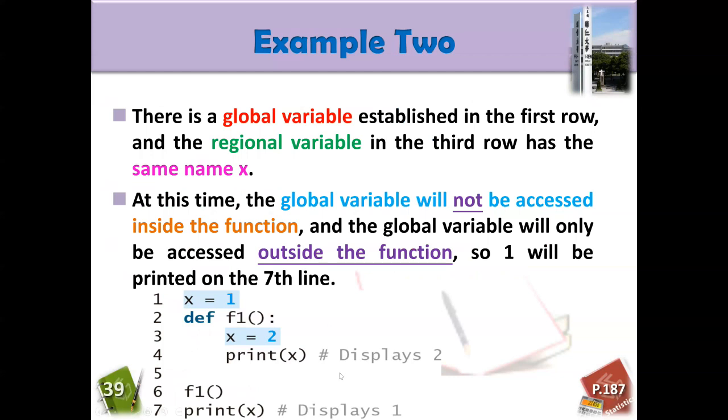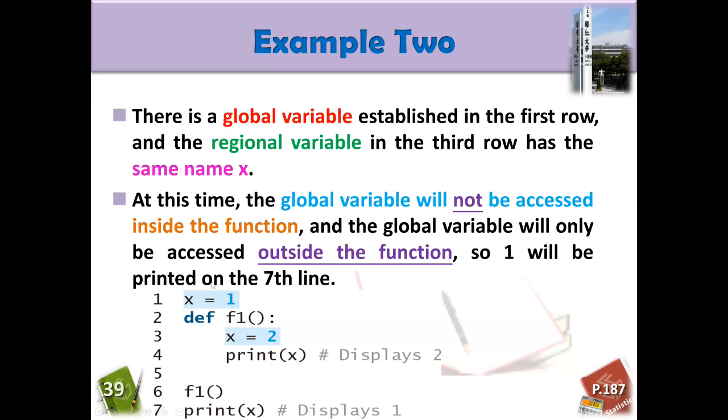Okay, so this is the global variable established in the first row. And the regional variable, also called a local variable, actually it's a local variable, in the third row has the same name x. Here, x is 1, right? And we use the same name. Oh, it's weird, right? Because it's a local variable inside. And it prints x, it will display 2.